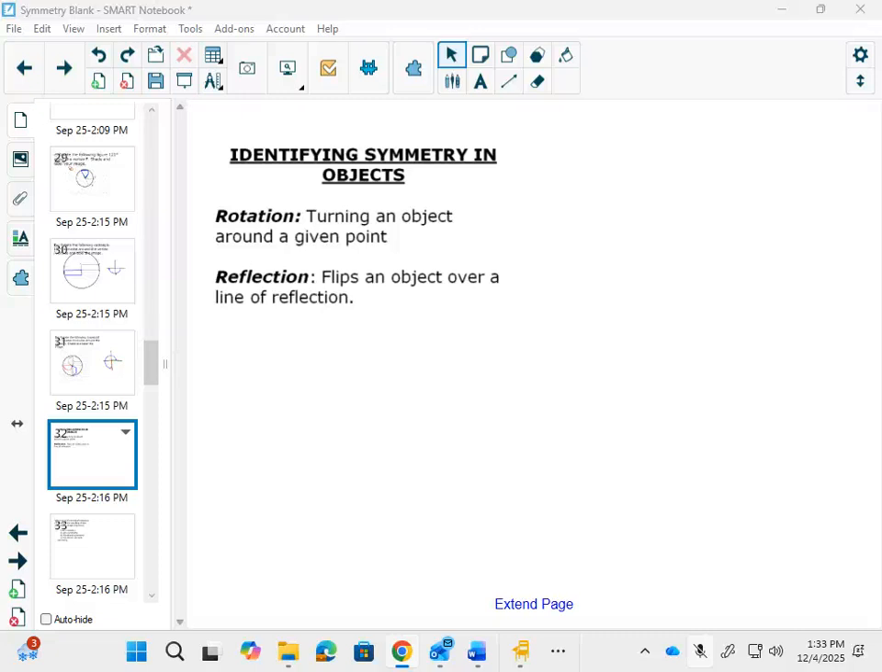Define symmetry in objects. So we talked about rotation symmetry. That's turning something around a point if it matches up. That's rotation symmetry. Reflection symmetry, if you can flip it over a line of reflection.